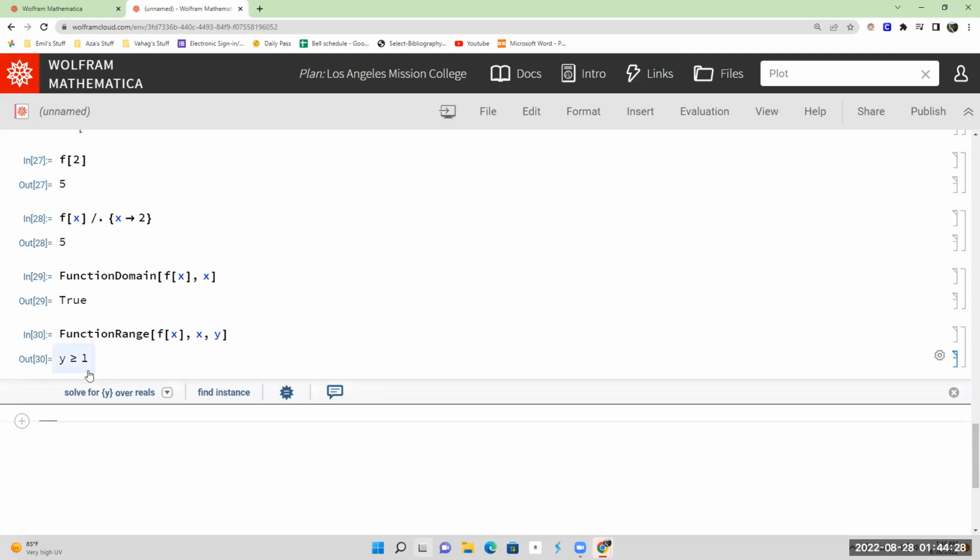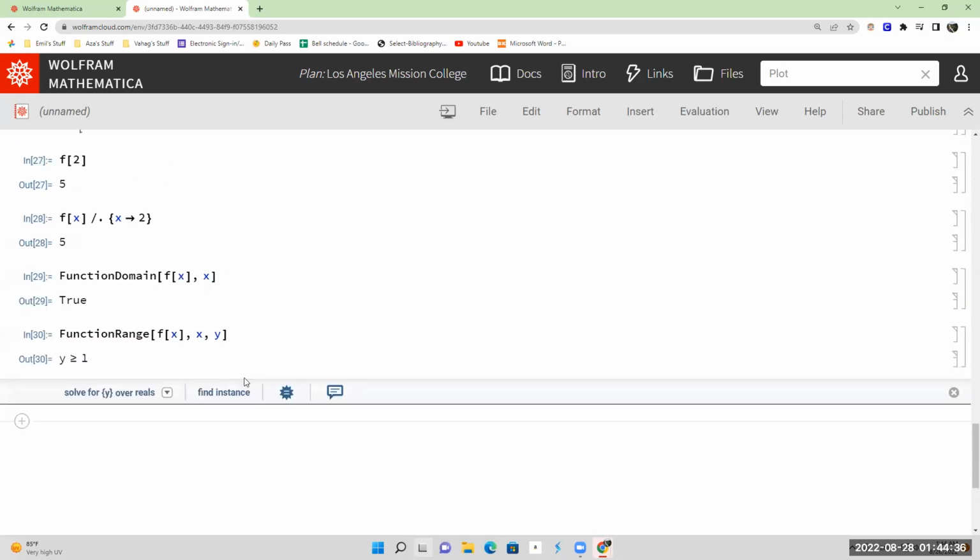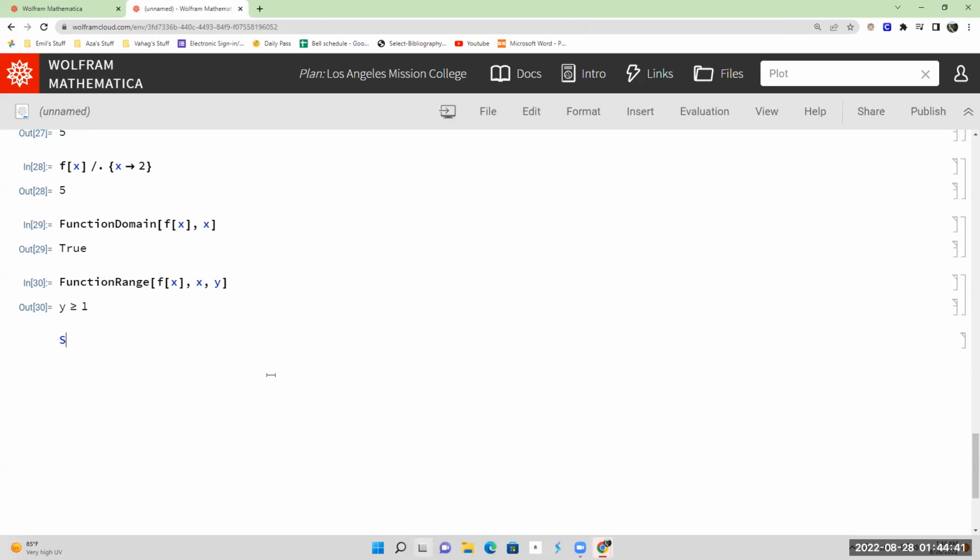You can see the function ranges, the y values must be larger than 1, as we expect. So we can actually solve equations as well. The way we do that is we use the Solve command. Let's do something simple, like 2x minus 1 equals 3.